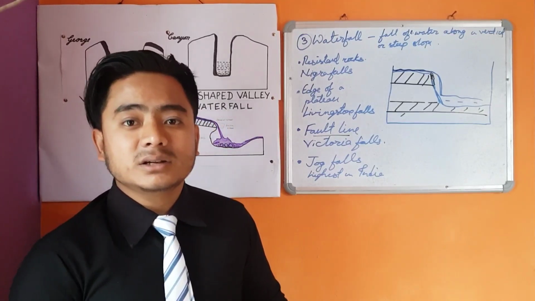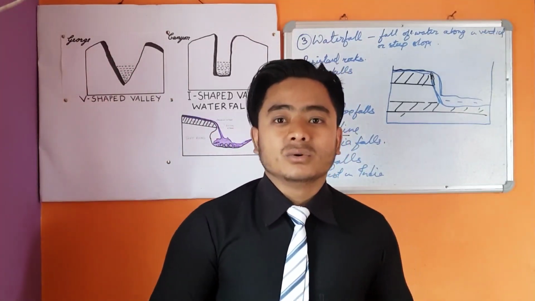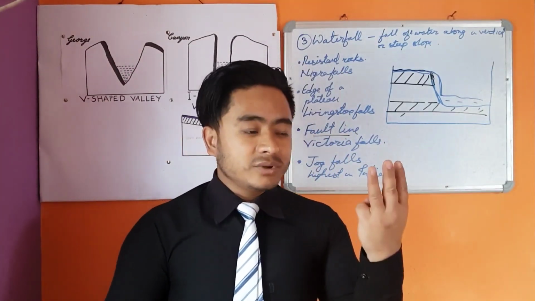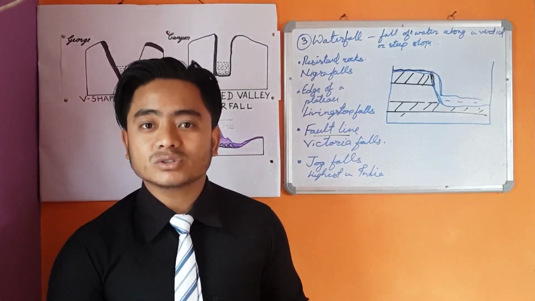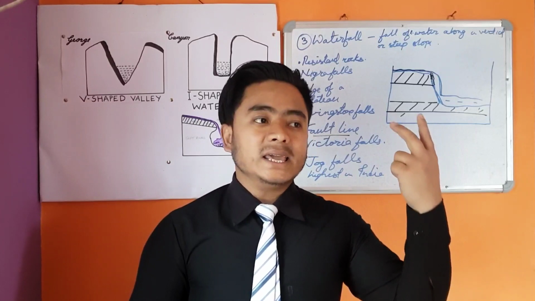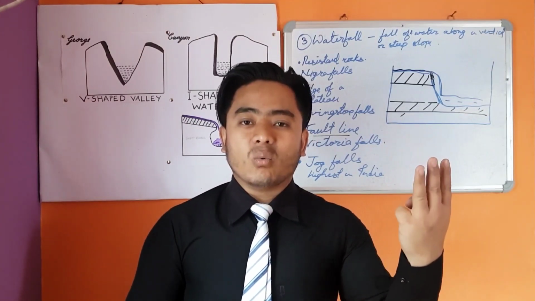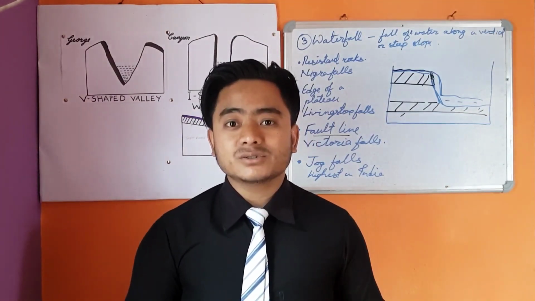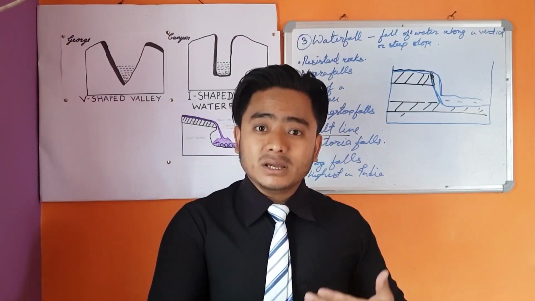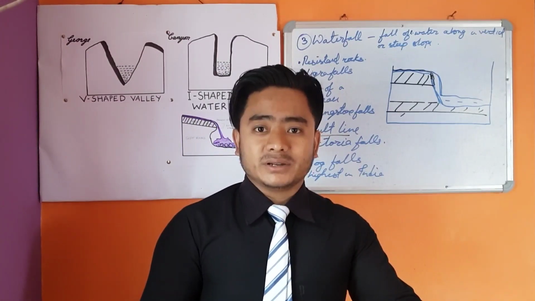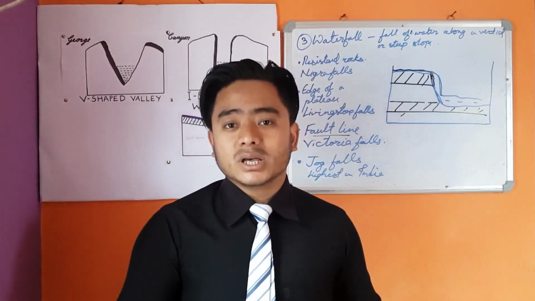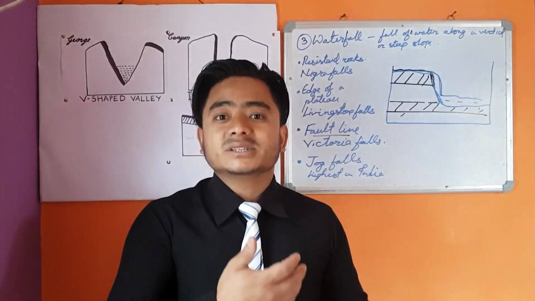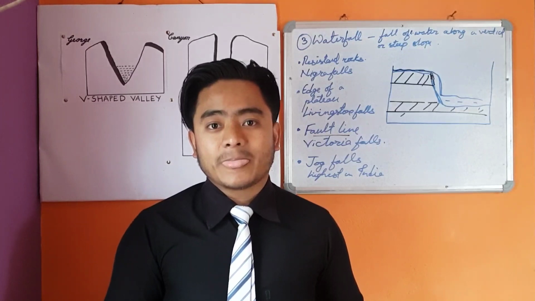So my dear learners, in this lesson we learned about the three important landforms formed by the river erosion in the upper course, that is the V-shaped valley, the gorge and waterfalls. I hope you have understood this. The remaining landforms are also important, so you have to read your book and try to understand them by yourself.